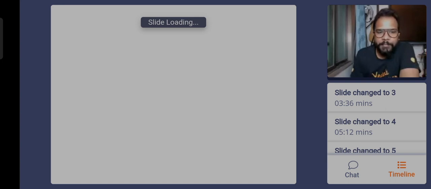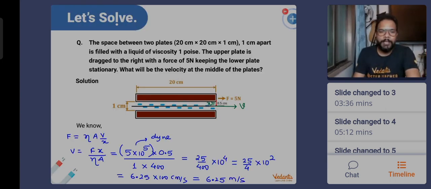We are simplifying F = eta A v by x. We want to find the value of v here. Force acting on all the layers is assumed to be 5 into 10 to the power 5, multiplied by the value of x, which is this gap, 0.5 centimeter. Then I'm putting the value of eta. By the way, I'm simplifying the question in CGS units, so I've converted the force, given as 5 Newton, to 5 into 10 to the power 5 dynes.